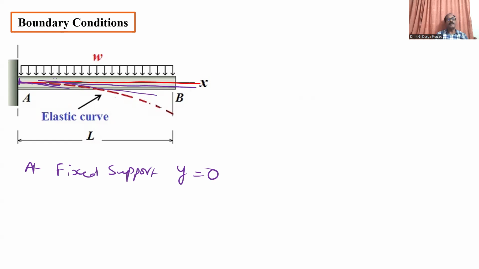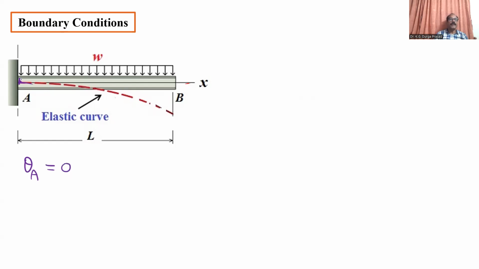Similarly, at point A, you draw a tangent that coincides with the horizontal line. Therefore, what is the angle made by the tangent with the horizontal? That is 0. So at the fixed end, theta A is the slope at the fixed end, and that will be 0. Why? Because at point A on this elastic curve, if you draw a tangent, it doesn't make any angle with the horizontal. The horizontal line and the tangent both coincide here. That's why theta A equals 0.